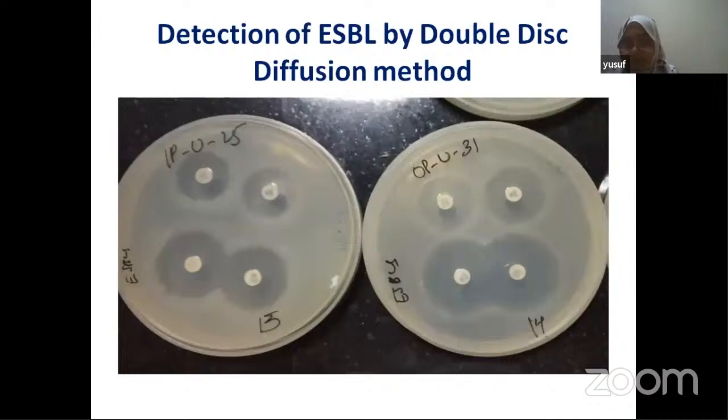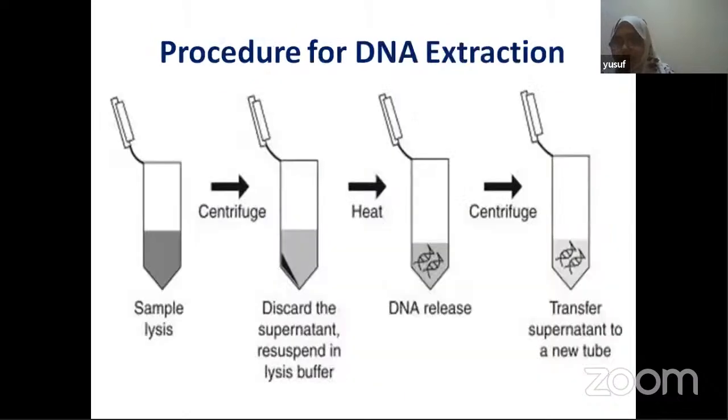This is the picture in which we can see in the combination disc there is a greater than 5 mm diameter difference than the single disc. Therefore, I have confirmed that it is an ESBL producer. The controls which I have used are E. coli ATCC 25922 and Klebsiella pneumoniae ATCC 700603. Then all these isolates were also tested for genotype by multiplex PCR.